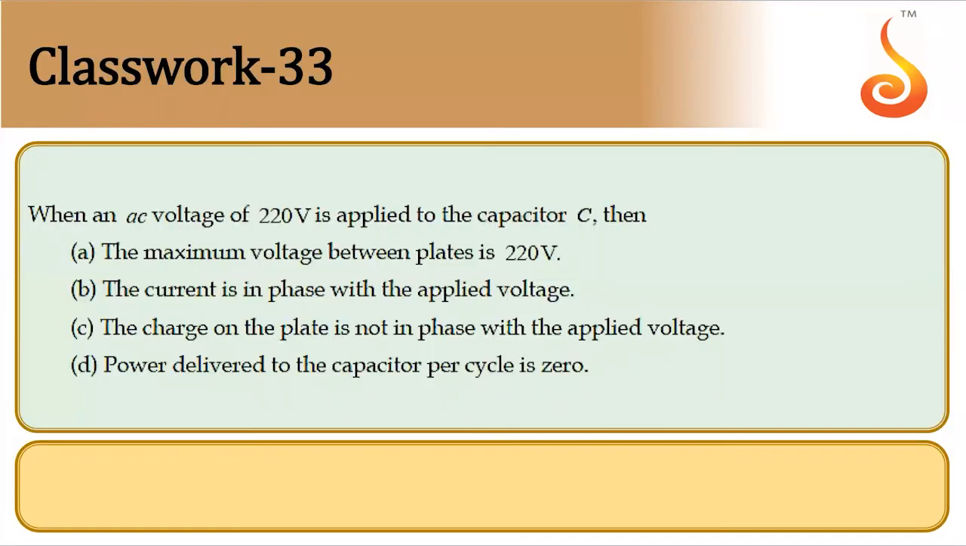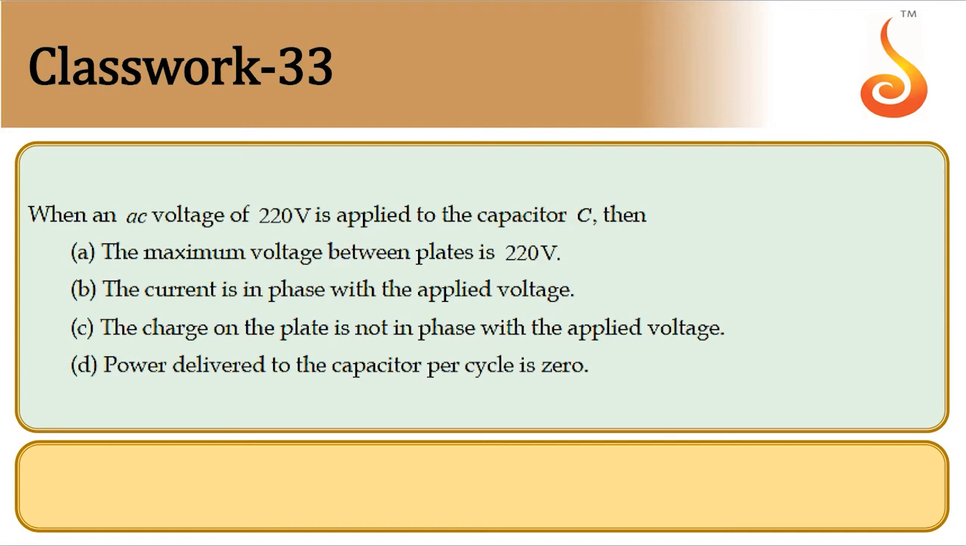When an AC voltage of 220 volt is applied to the capacitor C, then maximum voltage between the plates is 220 volt. Current is in phase with applied voltage. Charge on the plate is not in phase with applied voltage. Power delivered to the capacitor per cycle is 0.